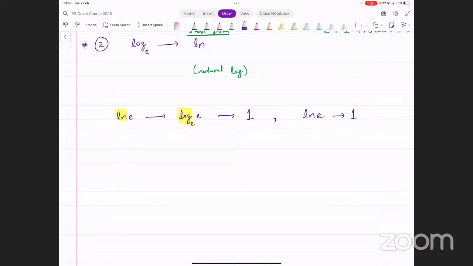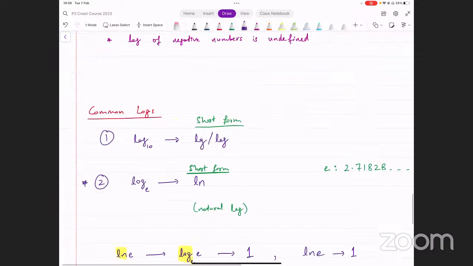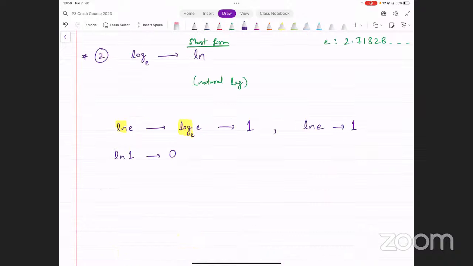Now, if you were to try this, ln of 1, for instance, what does this result in? ln of 1 equals 0. Just like any other log, if you take log of 1 with base E, E power 0 is going to give you 1. So ln of 1 results in 0 for that reason.